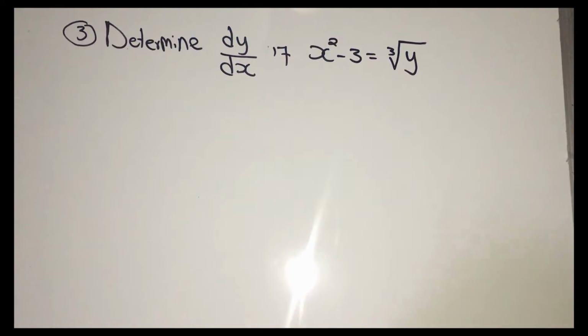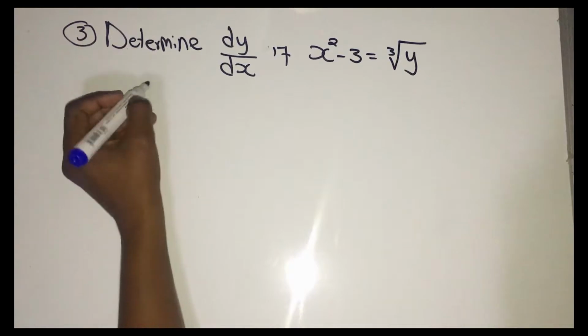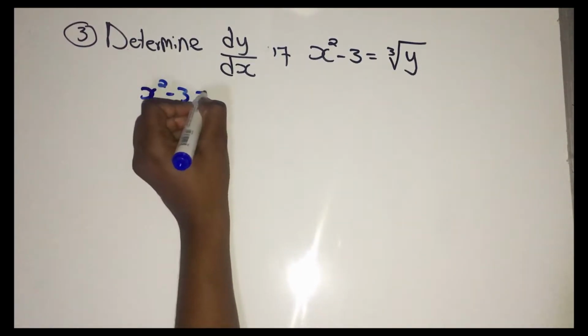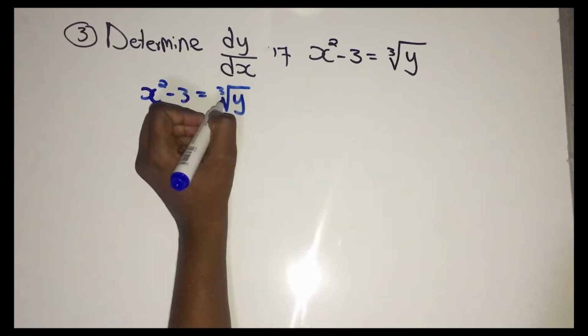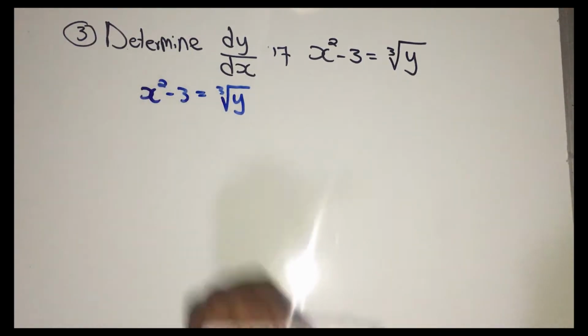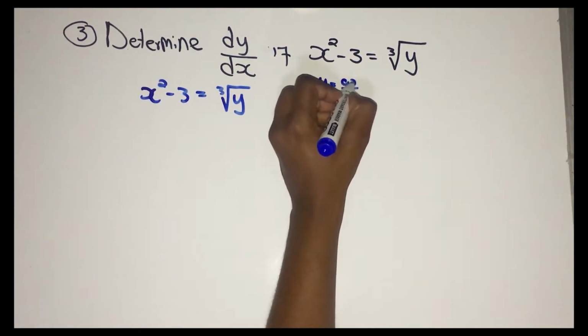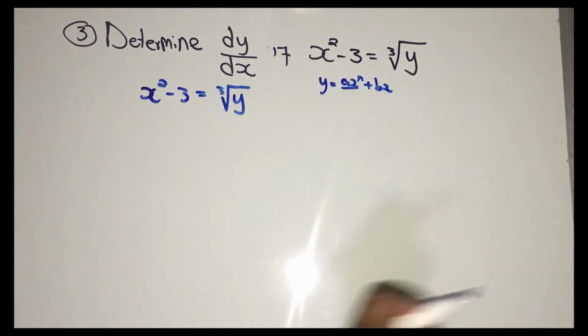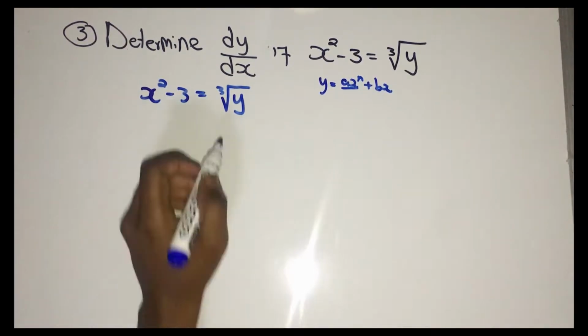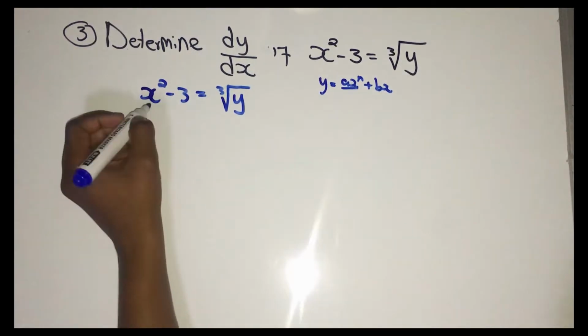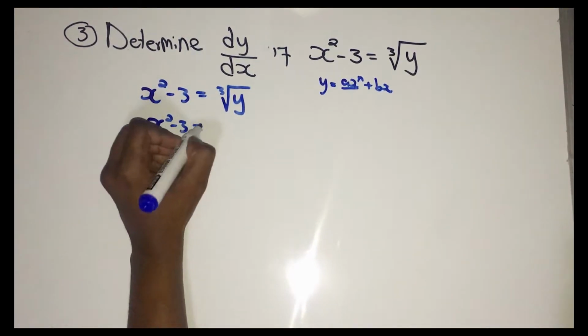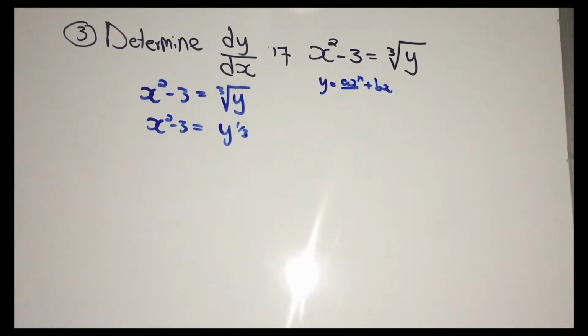Our next question is determine dy dx. That's still the derivative as I've explained. If x squared minus 3 is the same as the cube root of y. Okay, it looks a bit tricky, but it's actually not. So we have x squared minus 3 is equivalent to the cube root of y. First of all, we need to put this in the form of y is equivalent to some polynomial, ax to the n plus bx, something like that. So we need to put y as the subject of the formula before anything else. We know that x squared minus 3 is basically the same as y to the 1 over 3, y raised to a third.